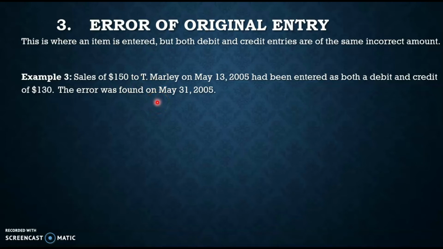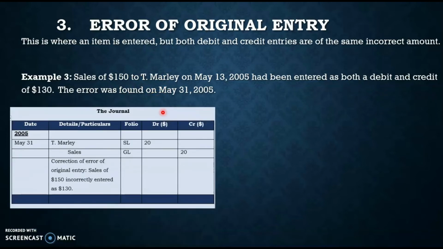So how are we going to go about fixing that? The first thing we will do is to debit T. Marley because we had a sale and the sale was on credit to T. Marley, and we would have debited T. Marley's account in the first place and credited sales to show the transaction. So we're going to debit T. Marley with the additional $20, and we can find her or his account in the sales ledger, and then we're going to credit sales in the general ledger with the $20 to add up, because we already had 130 in the account.